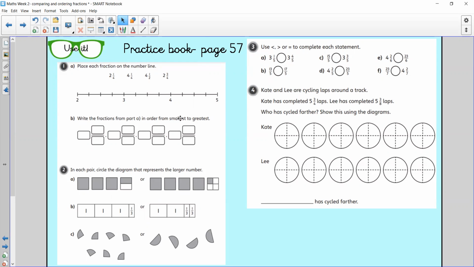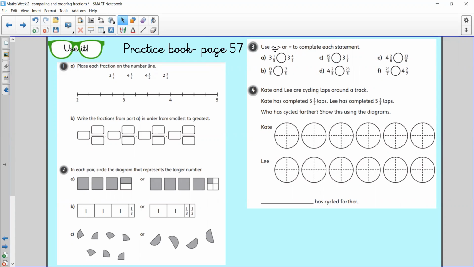Once you've done them, can you then put those 4 into order from the smallest to the greatest? Okay, so the smallest to the greatest, ascending order. Fabulous. Once you've done that, question 2 is simply asking you to circle the ones that represent the largest number. Okay, so this one or this one, which one is larger? This one or this one? Be careful with this one because they are different fractions. So just make sure that you use your knowledge of those fractions to help you.